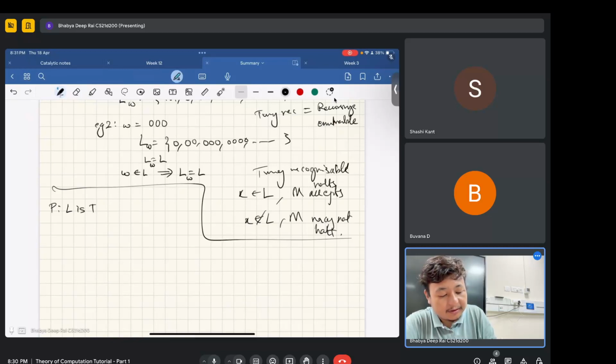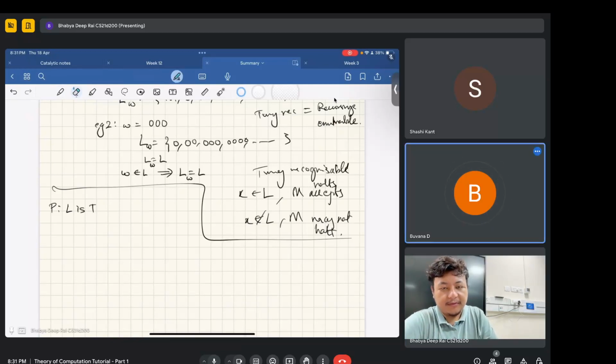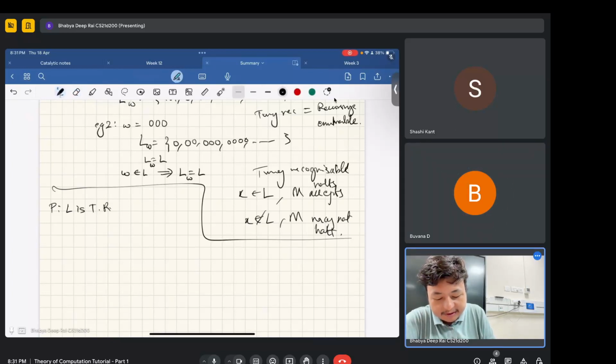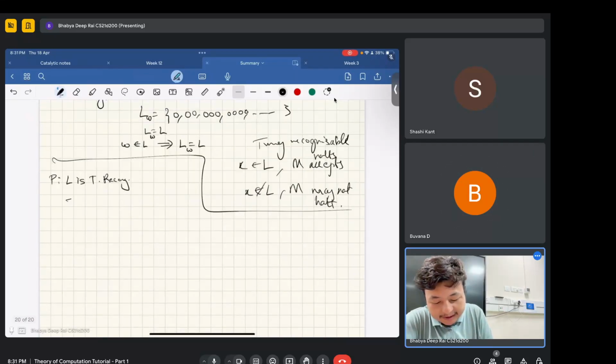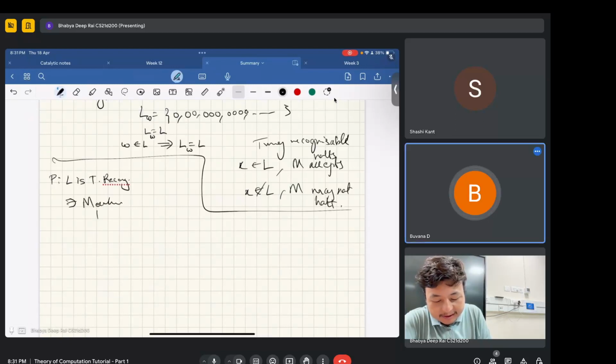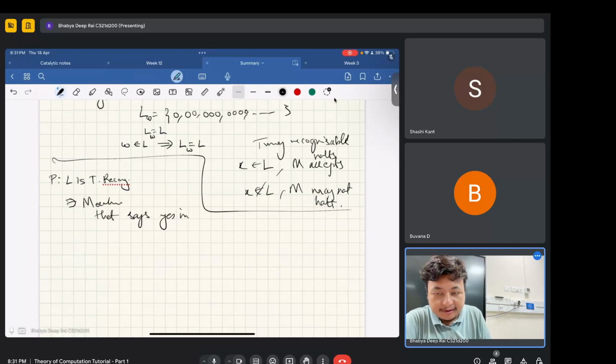Enumerable. Okay. So yeah, now L is Turing recognizable. So if L is Turing recognizable, then what do you have? There exists a machine that halts when x is in L. This is given to us.